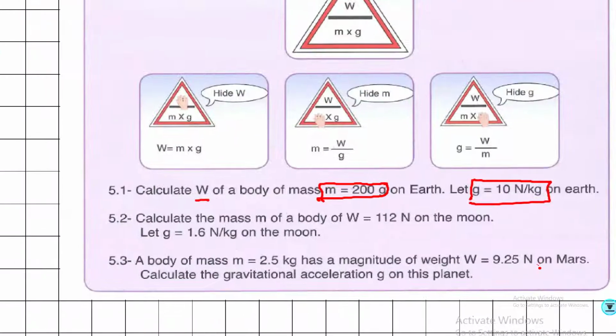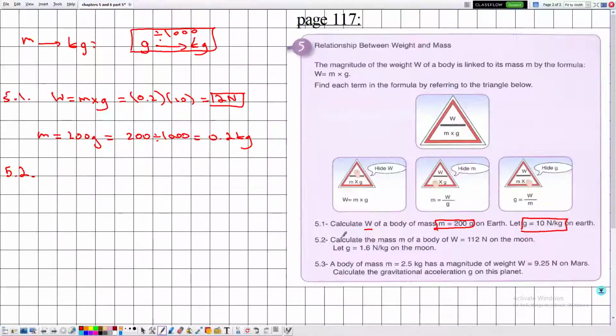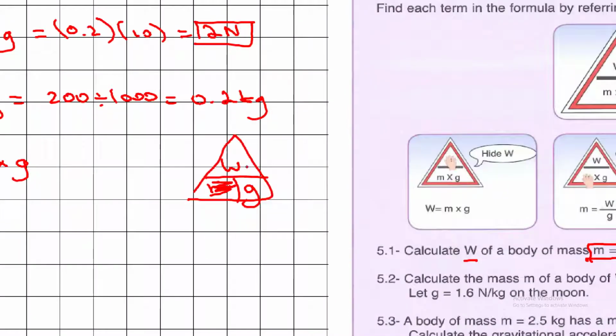Now in 5.2 they are telling us to calculate the mass M of a body given W and given a G corresponding to the Moon and the weight on the Moon. So we need to calculate M. Now W is equal to M multiplied by G, and you are interested in determining the value of M. Constructing the triangle of this formula, W at the top, M and G at the bottom, covering M with our hand, then M is given by W over G. So W over G.